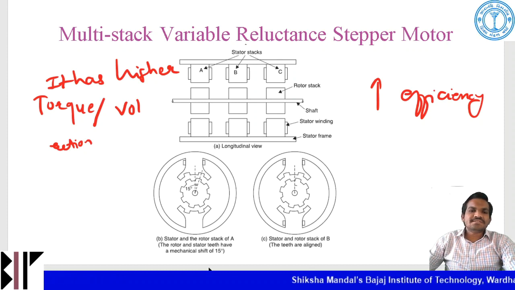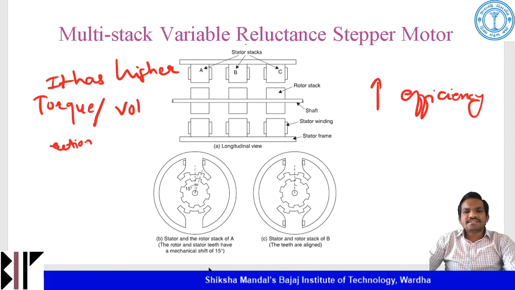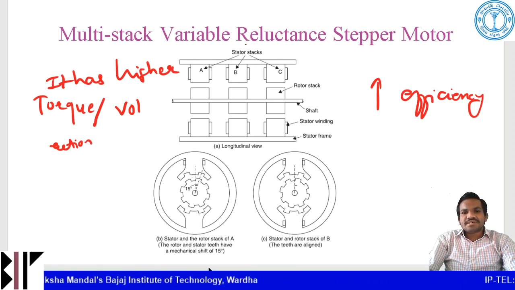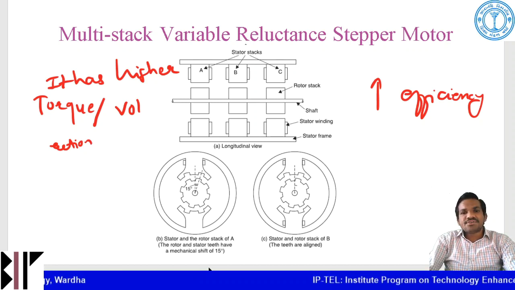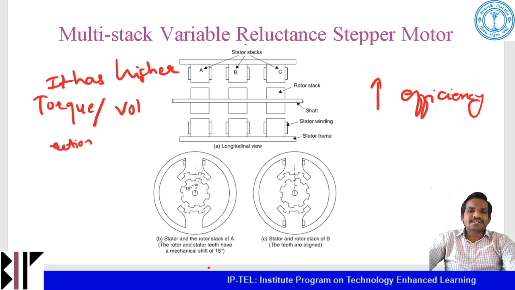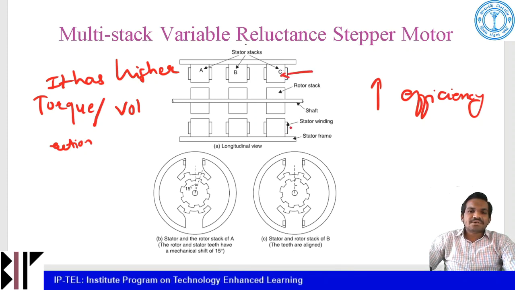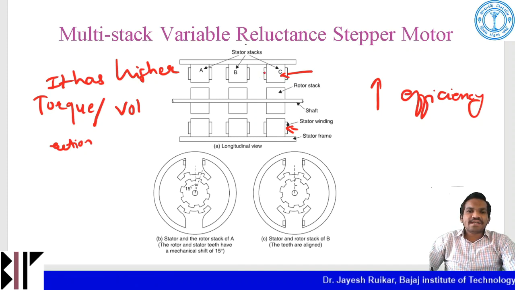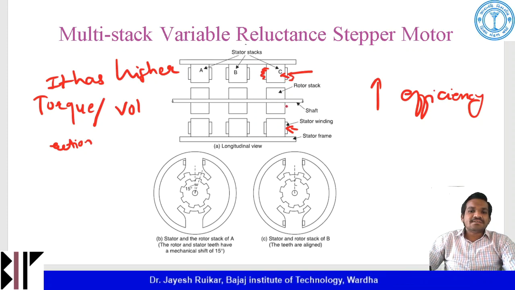In this diagram you can see that each phase has a separate rotor section, called stacks. The stator stack consists of salient poles with winding. You can see in this diagram these are the stator stacks, and these are the rotor stacks. So it has a separate stack for the stator as well as a separate stack for the rotor. Also, the stator has a winding, so this mark represents the winding of the stator stack, and the rotor does not have any winding.